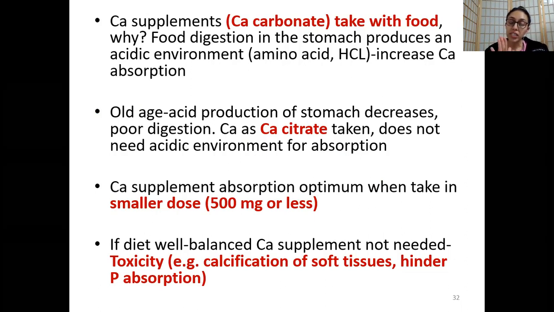Then with supplements, it is best to take them in smaller doses, because it increases the absorption of calcium. So rather than taking a 1000 milligram calcium tablet, have, say, a 500 milligram calcium tablet during your lunch and another with your dinner. That will increase your calcium absorption more, because it is dose dependent.